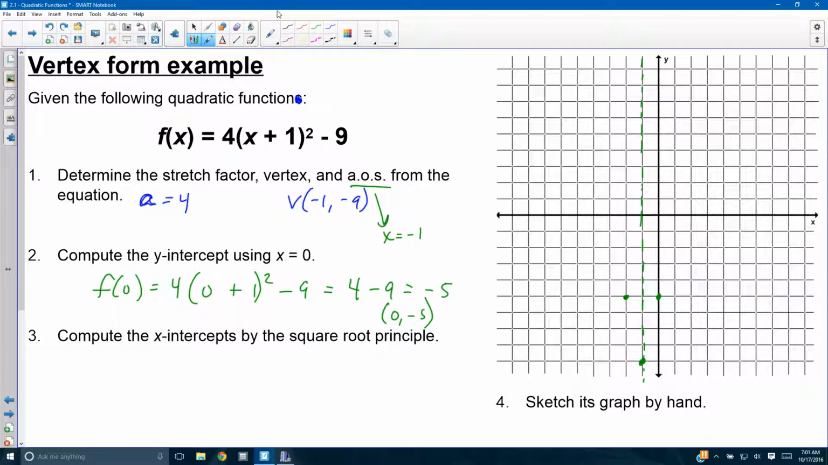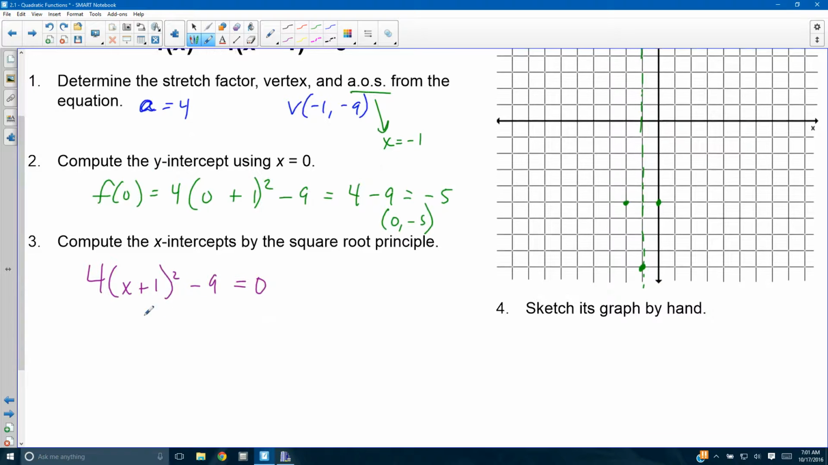Compute the x-intercepts by the square root principle. No problem. Let's go ahead and do the same thing I did last time here. Set f of x equal to 0. Get the x plus 1 squared term all by itself there. So I'm going to add 9 over here. All right. Divide both sides by 4. Now, you might not be too keen on that. It might not be your favorite thing to do here. But good news is this one cleans up okay.